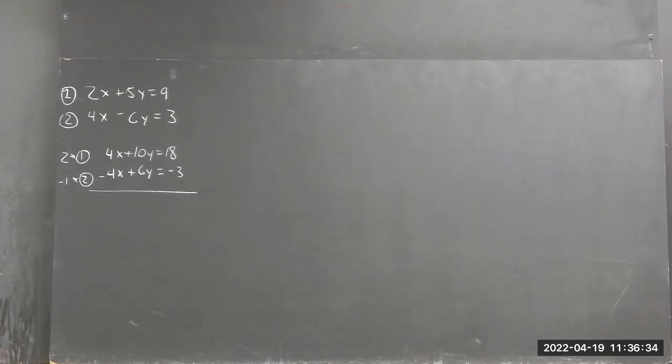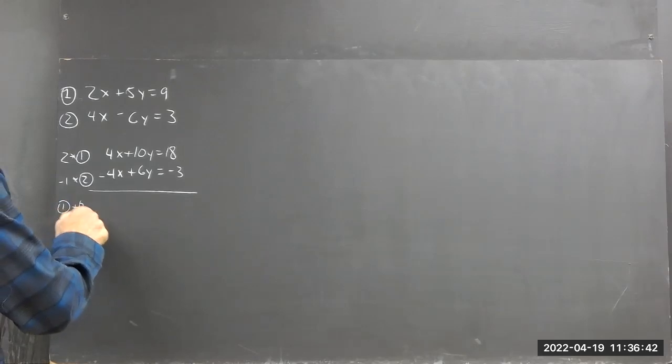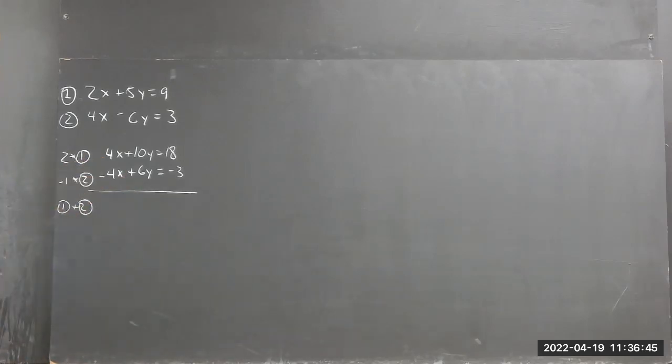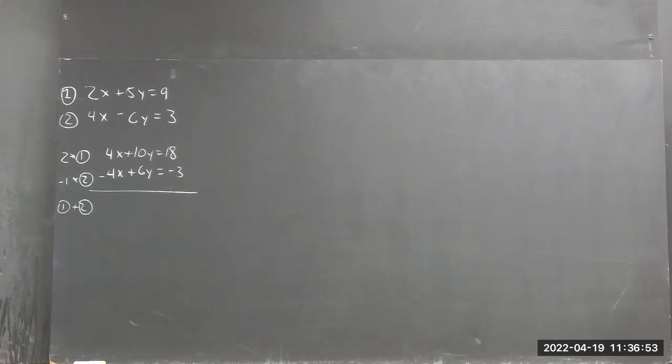Now, why did I do that? Well, what do you get if you add this equation to this equation? So I'm going to do equation 1 plus equation 2. Write down this and then add these two, meaning add the left-hand sides and add the right-hand sides. You can actually just add them term by term.